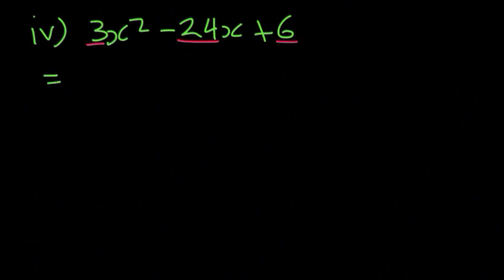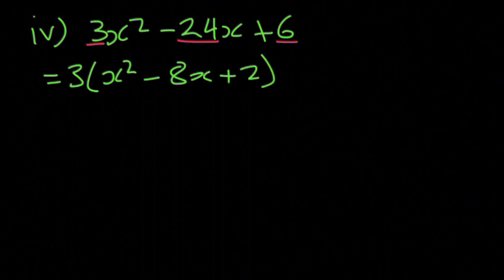And in fact, with any kind of arithmetic or algebra where you're doing manipulation and factorization, the first thing you should always do is to take out the common factor. So the common factor here is 3. And what we'll be left with inside the brackets is x squared minus 8x plus 2. And now we can complete the square for everything that's inside the brackets.